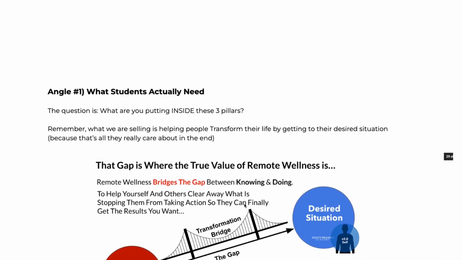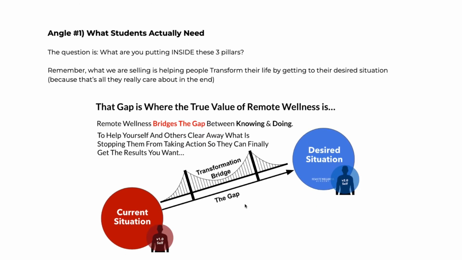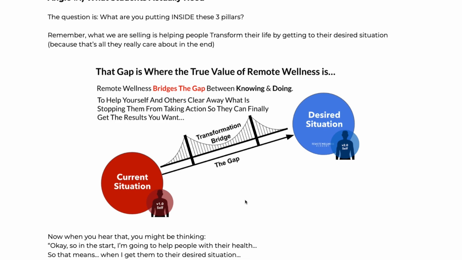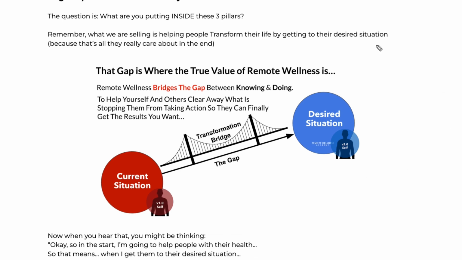So let's talk about angle number 1, which is what students actually need. And so the question is, hey, what are you putting inside of these 3 pillars in order to make it very valuable for your students? Of course, like I said, we're going to provide that for you inside of this module. But what I want you to remember is that what we are selling is helping people transform their lives by getting to their desired situation, right?